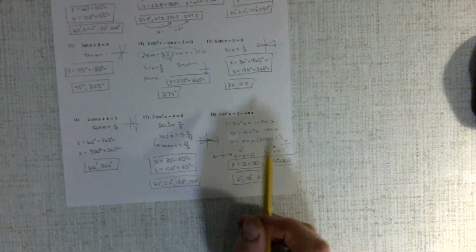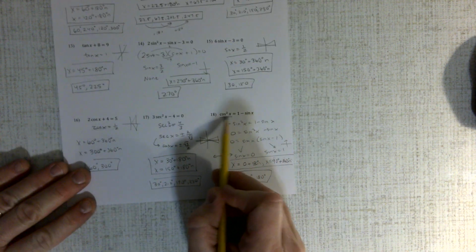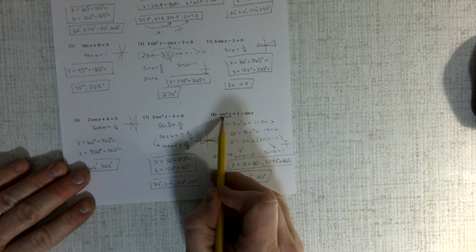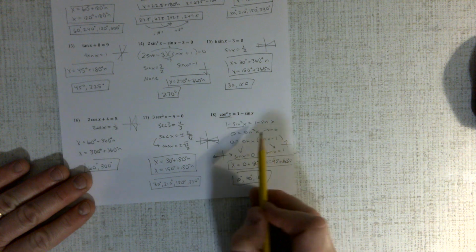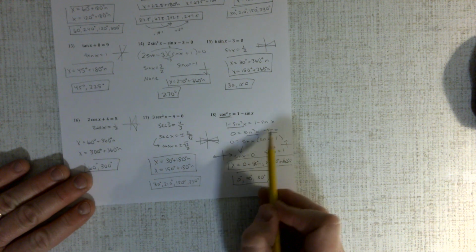And the last one here, again, take out this 1 minus cosine, or take out this cosine squared and put in this. Move everything over. Now we have 2 things to factor. Factor out a sine in 2 places.